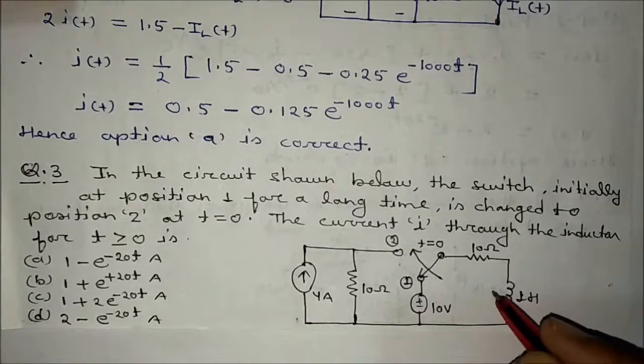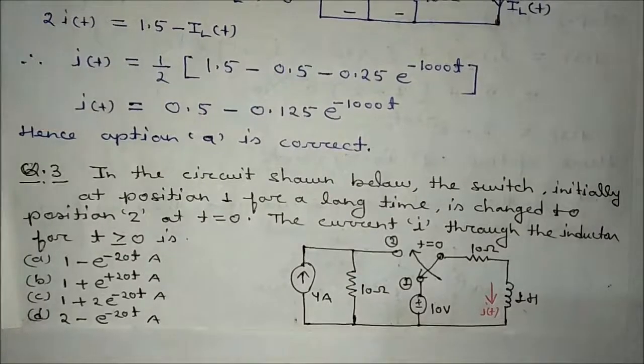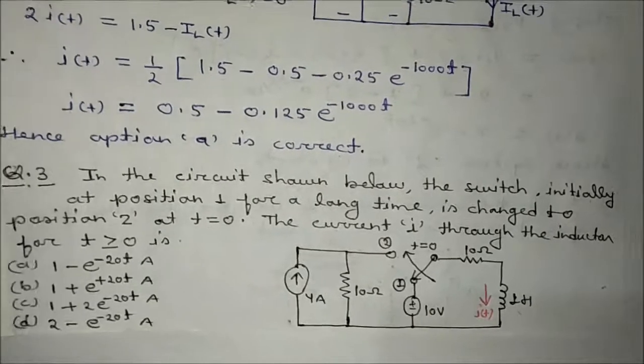To get the value of I in this inductor, what will we follow? It is asking about the current flowing through the inductor, and we know the formula to get the value of current flowing through the inductor, that is IL infinite plus IL0 minus IL infinite, times e to the power minus t by tau. Is it okay?